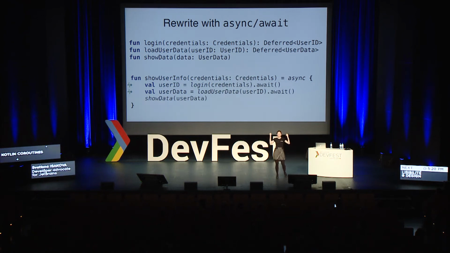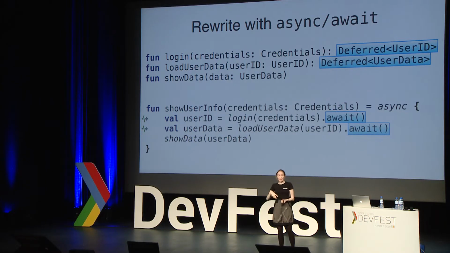We say, okay, start this login operation, then await it. And the same with load user data. So now we changed the return types of these two functions, login and load user data, which now return deferred objects. And after each call, we simply await the result.